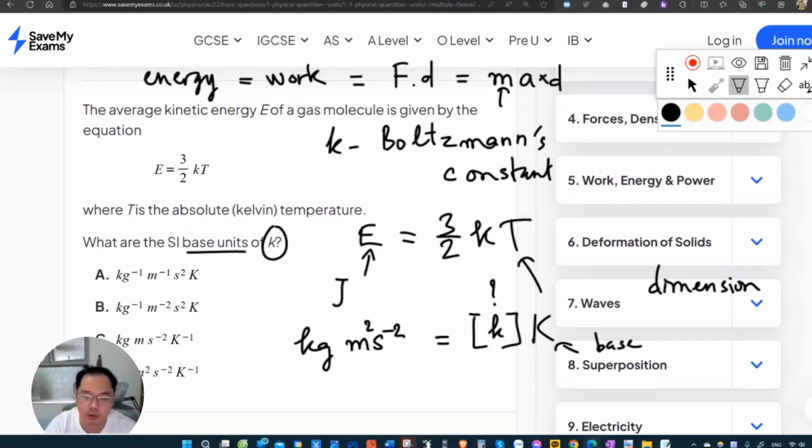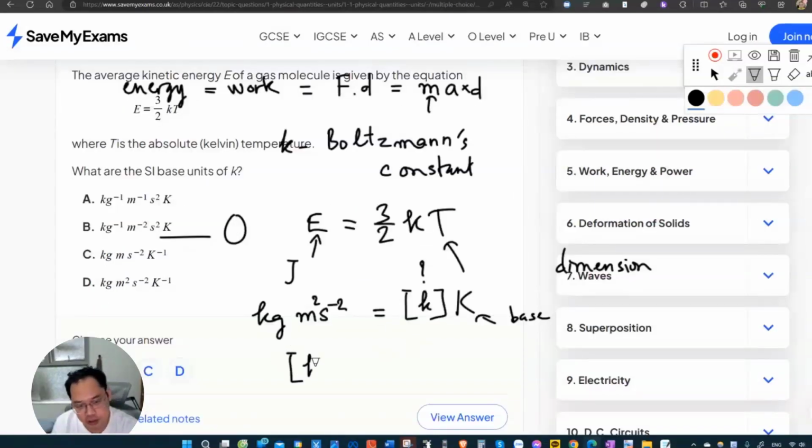So what is the unit of k? The unit of k is the quantity on the left divided by Kelvin, right? Like A equals B times C, so B is A over C. So the unit of k is kilogram meter squared second minus 2 divided by Kelvin. And instead of writing Kelvin at the bottom, I can write it with power minus 1.